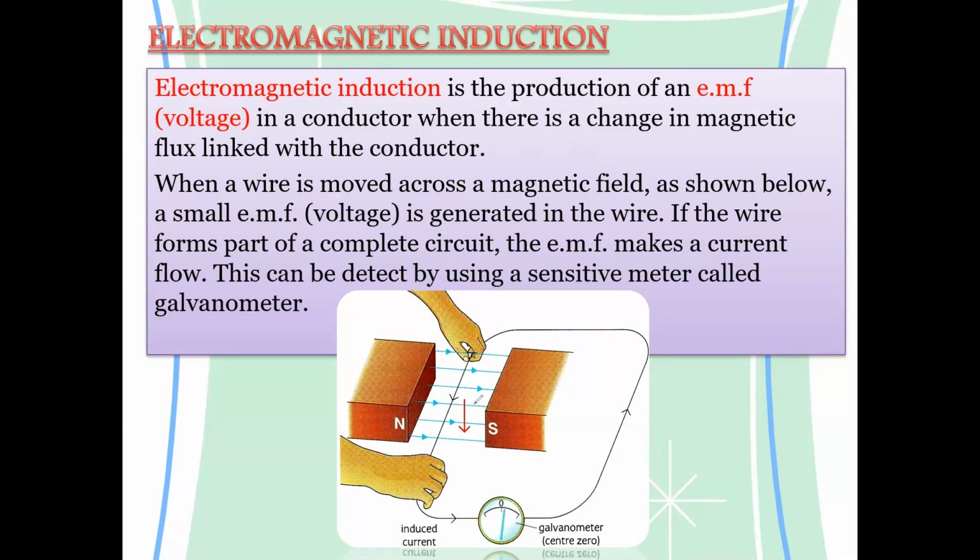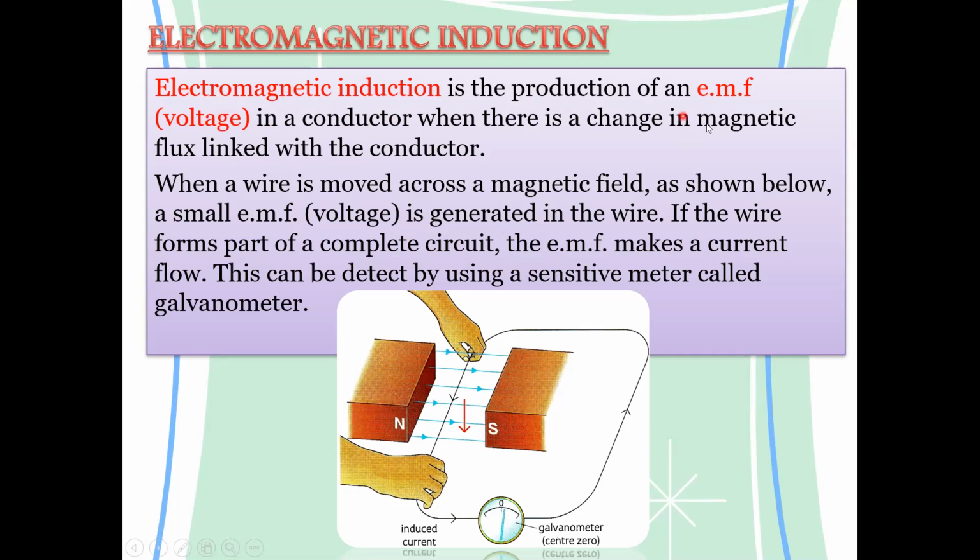For example, you place a wire between the two magnetic poles, and you start to move this wire downward. When a wire is moved across the magnetic field, as you can see in this figure, it will produce a change in the magnetic field. And according to electromagnetic induction, whenever there is a change in the magnetic field, the EMF will be induced.